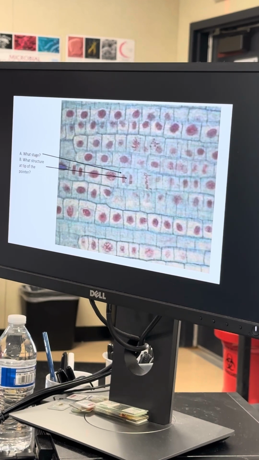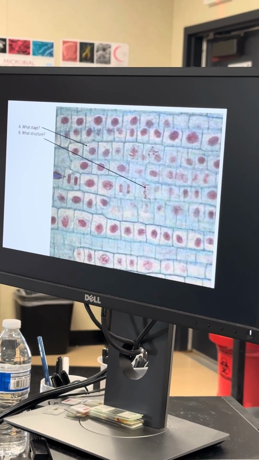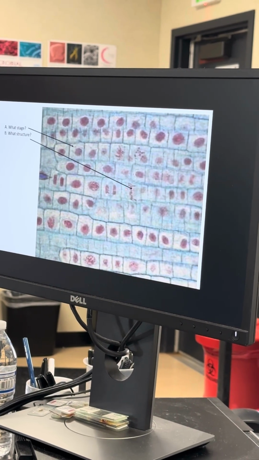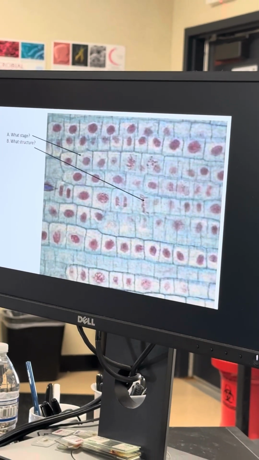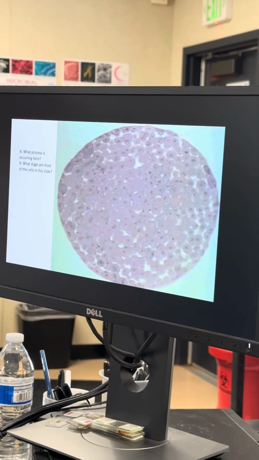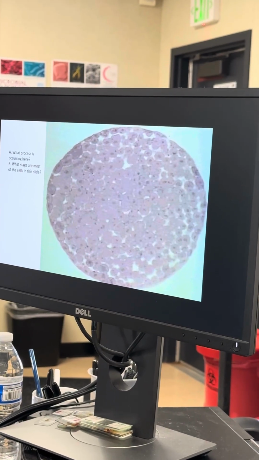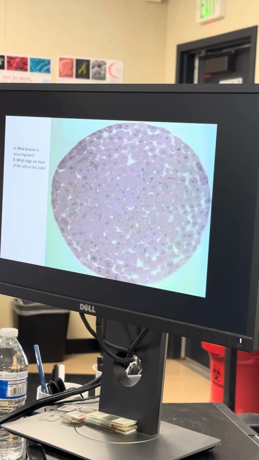So that's the one. Everything else is okay. Same thing. Just a nice, beautiful cell plate, metaphase, telophase. Okay. In this magnification, I don't see any stages, right? So, but I might ask you what process occurs here.